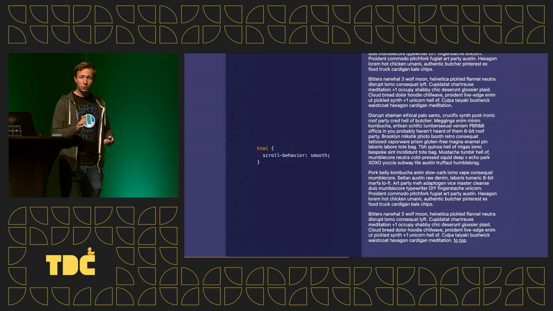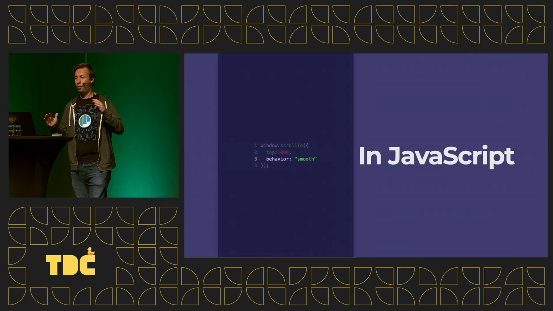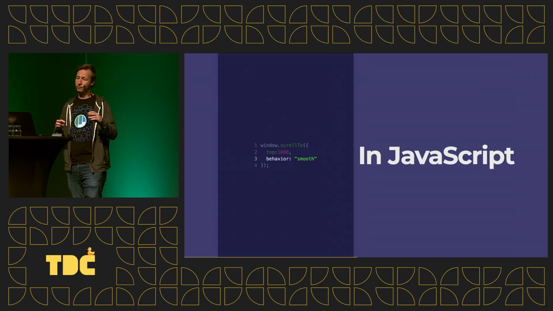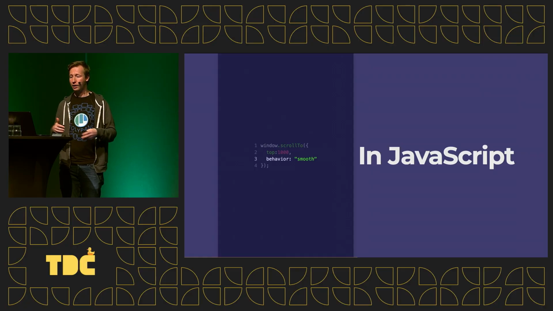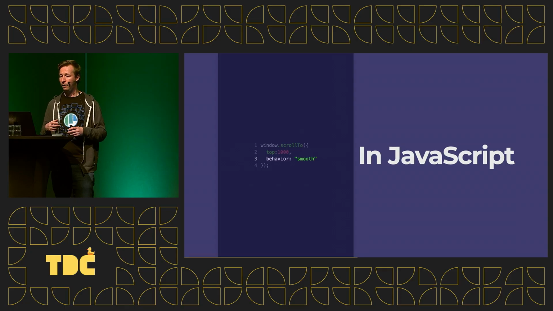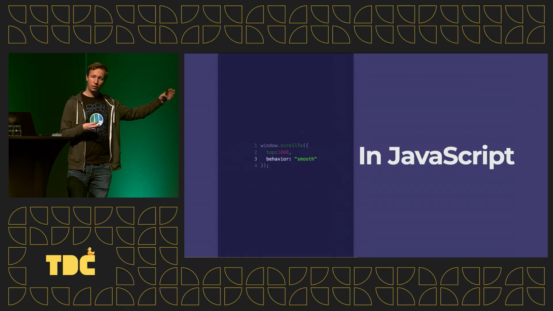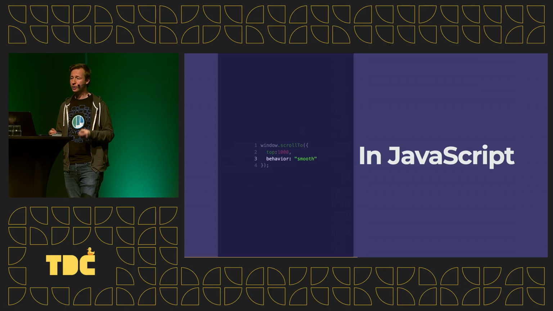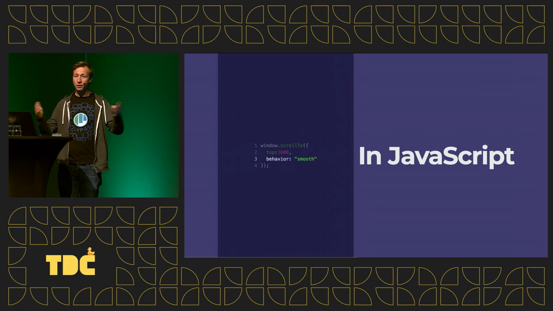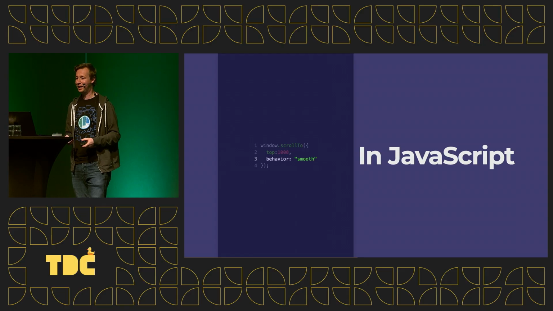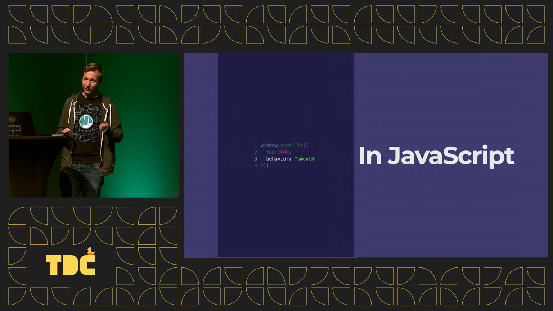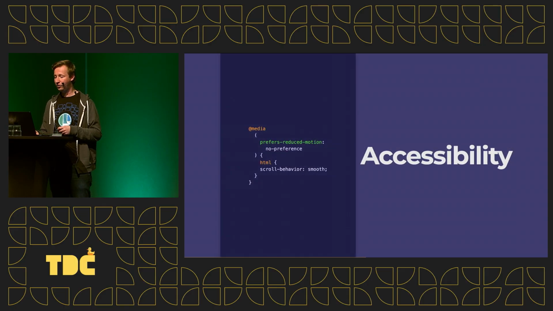Now, if you use JavaScript, you don't have to go without all the JavaScript APIs that do scrolling, like scrollTo, scrollBy, etc. They take a behavior argument, which you can set to smooth. So even if you use JavaScript, you don't have to use JavaScript. That's pretty nice. However, we do need to take accessibility into account.